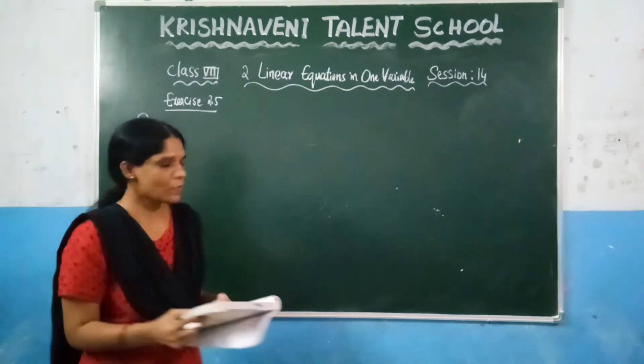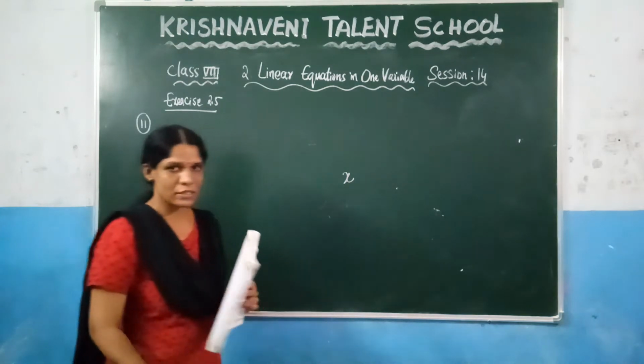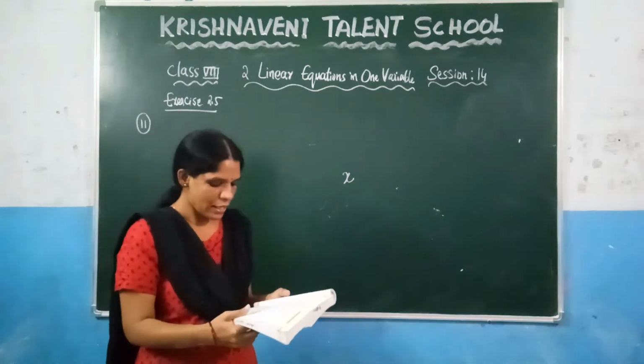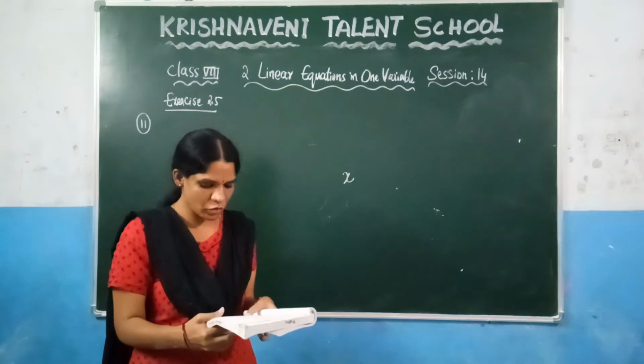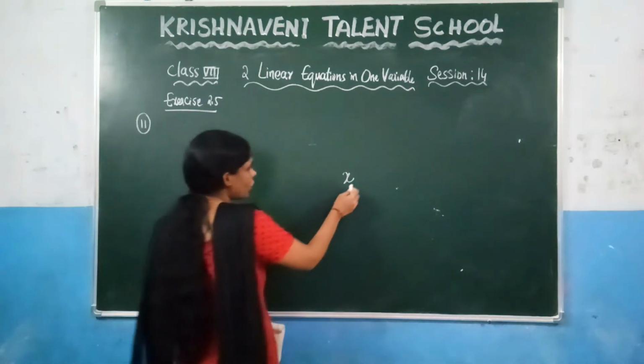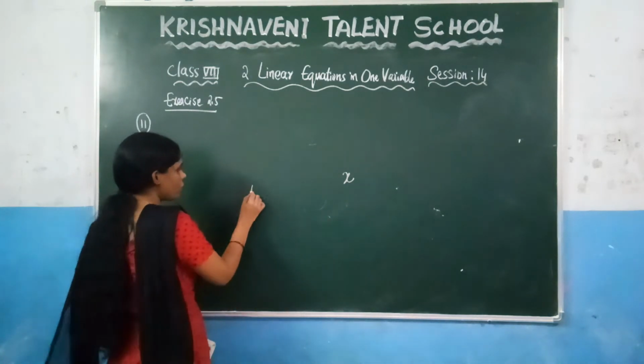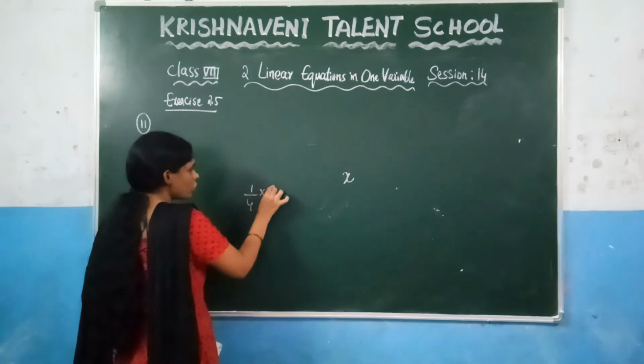Here you need to calculate how many deer there are, and they have given the description about the deer. Let us consider the number of deer as x. We don't know how many deer there are, so let us consider it as x. They said that 1/4 of the herd of deer has gone to the forest. That means the total number of deer is x, and in that 1/4 went to the forest, which is 1/4 of the x.